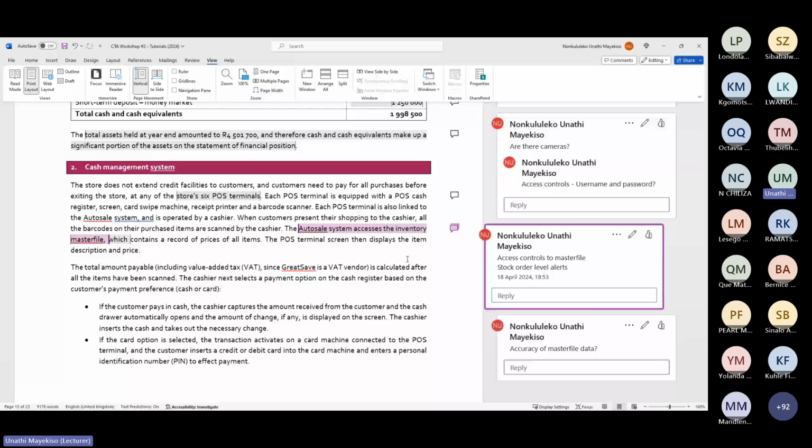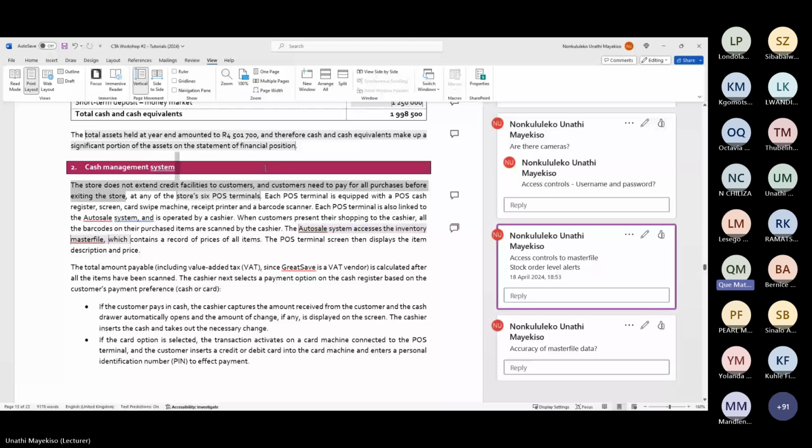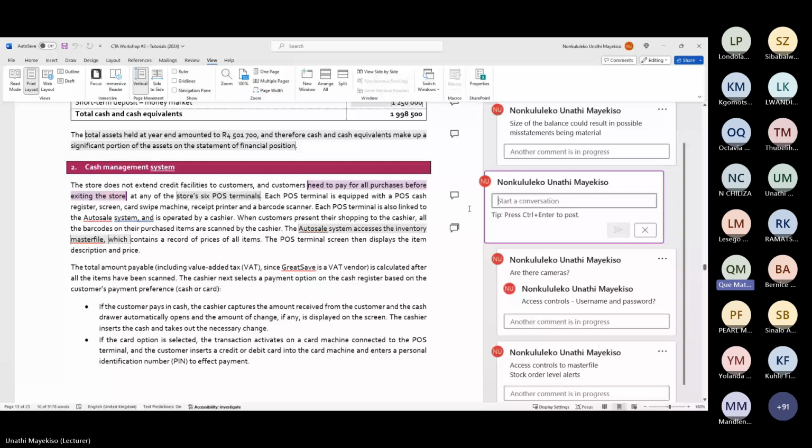Okay. Let's go into the total amount payable, including value-added tax. I think I wanted to add, there's a line I kind of missed, because I've been keeping that thought. It says customers need to pay for all purchases before exiting the store. We need to confirm that a control is in place that actually confirms that happens. Like, is there a security guard at the door who checks the goods bought against the till slip?